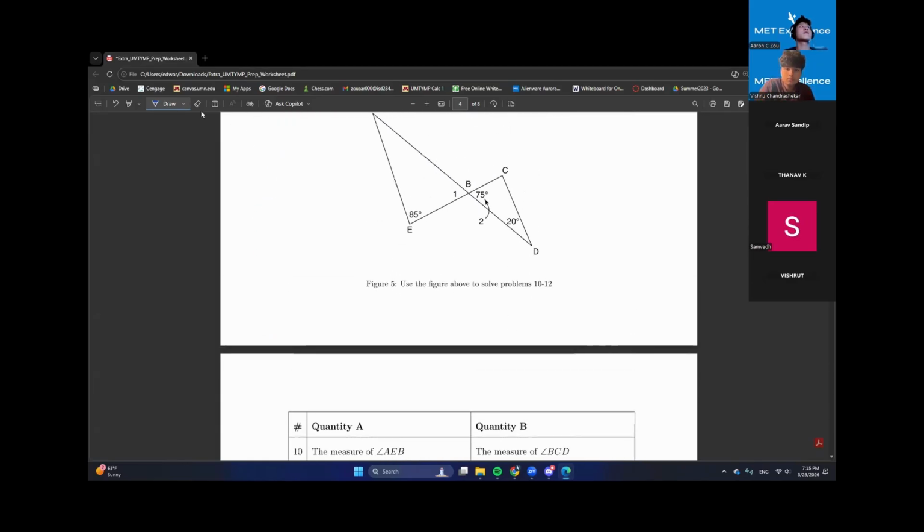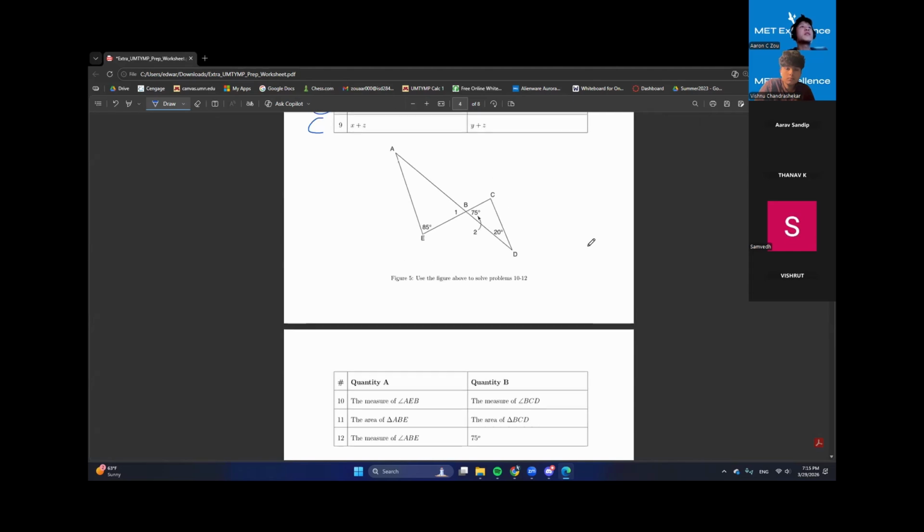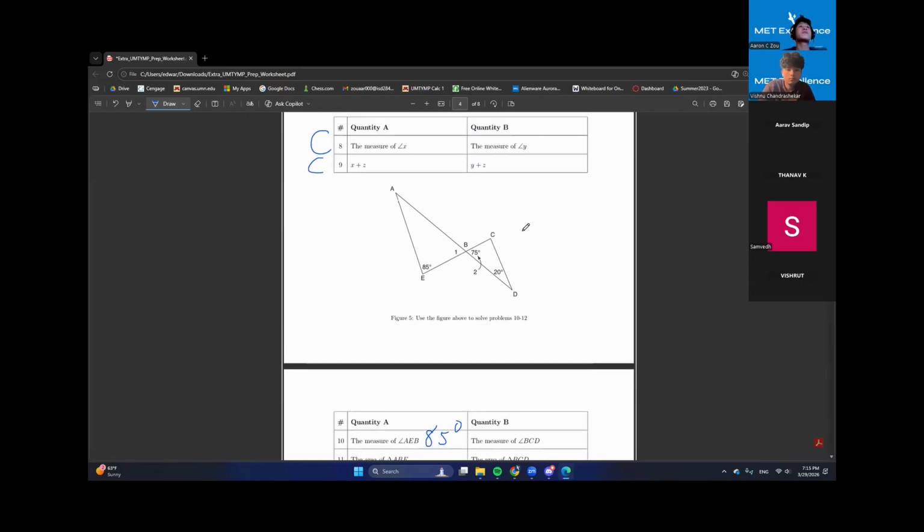For figure 5, we use this to answer problems 10 to 12. The measure of AEB is 85 degrees as given. And the measure of BCD, we have to find what that is. BCD is a triangle, so the angles in this triangle, which I'll mark over here, have to add up to 180. The other two angles are 75 and 20, so this angle, BCD, has to be 180 minus 75 minus 20.